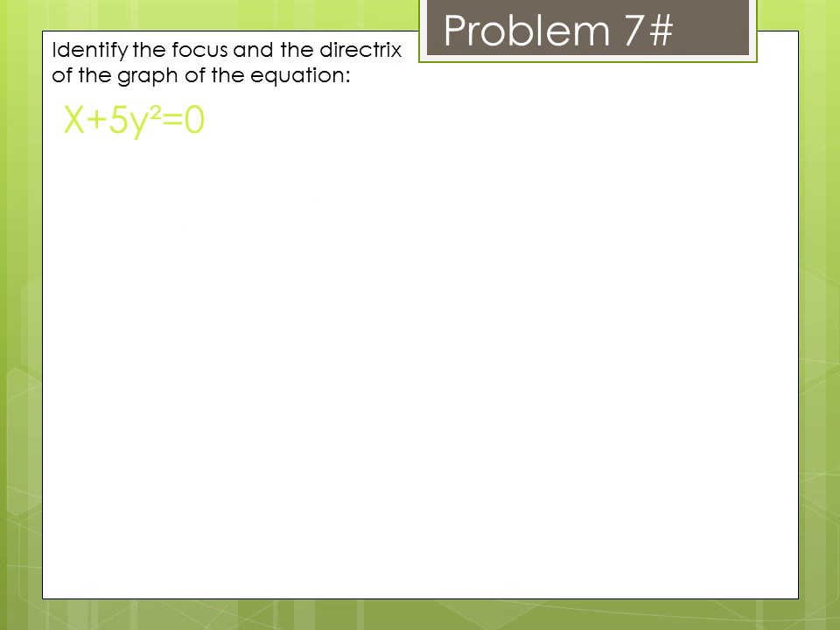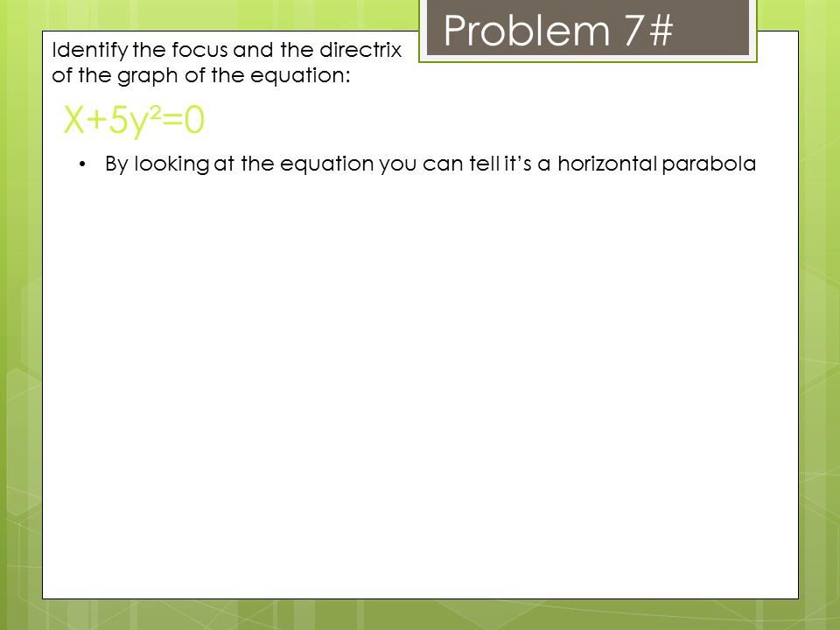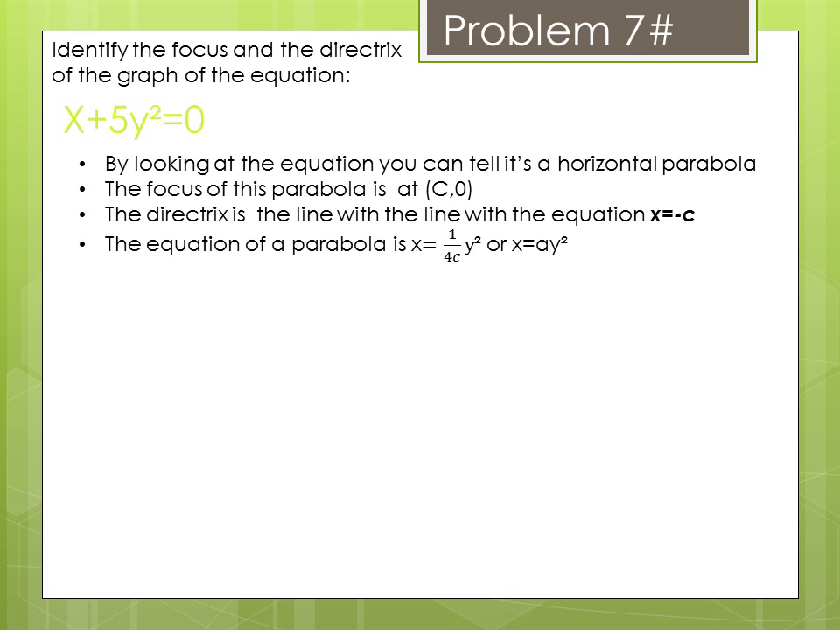Same type of problem. X plus 5y squared is equal to 0. And it's a horizontal parabola. So the only thing you do is change the y and the x's. X plus 5y squared is equal to 0, and this time the x is equal to -5y squared.